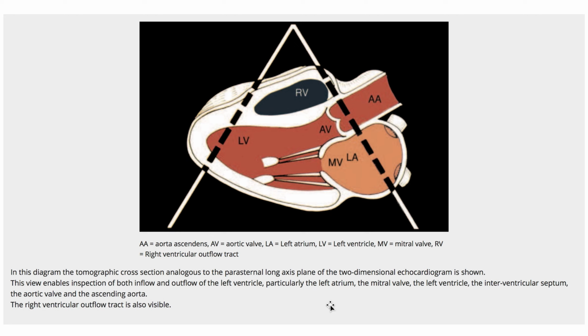In this diagram, the tomographic cross-section analogous to the parasternal long axis plane of the two-dimensional echocardiogram is shown. This view enables inspection of both inflow and outflow of the left ventricle, particularly the left atrium, the mitral valve, the left ventricle, the interventricular septum, the aortic valve, and the ascending aorta.